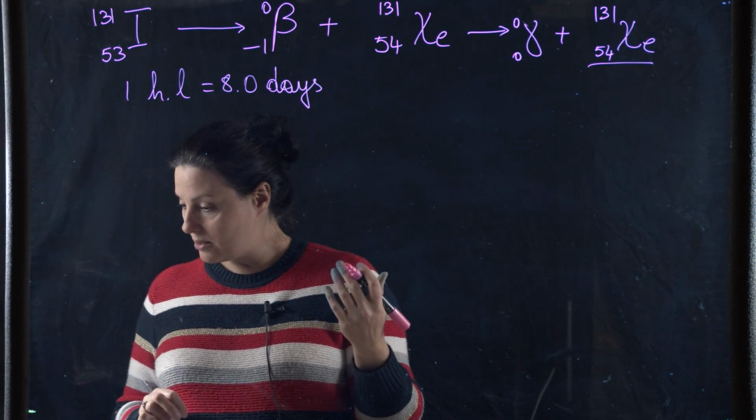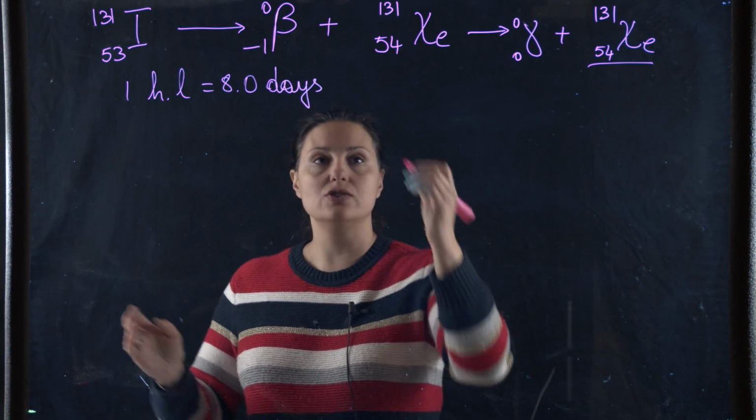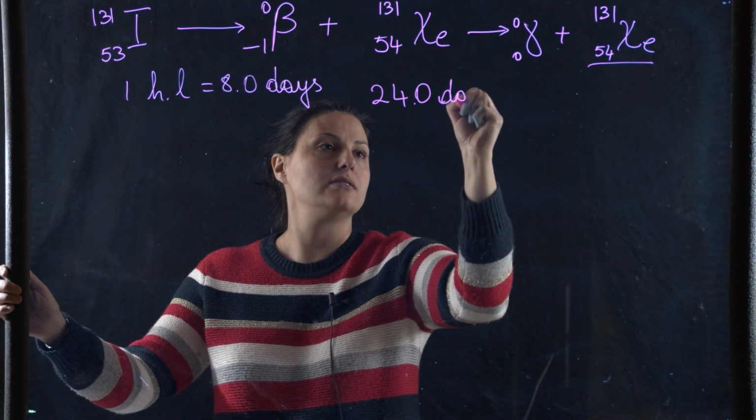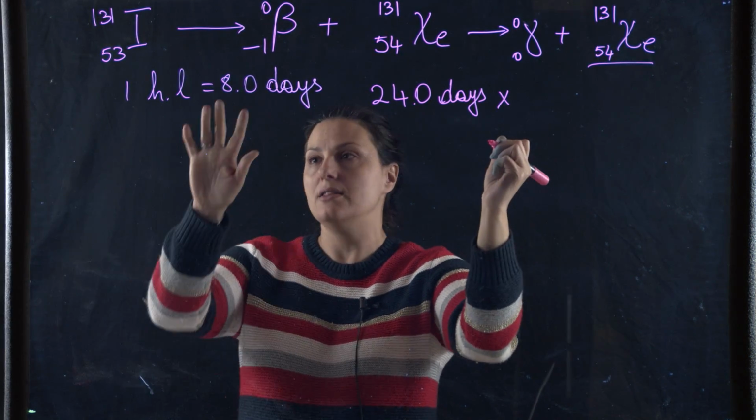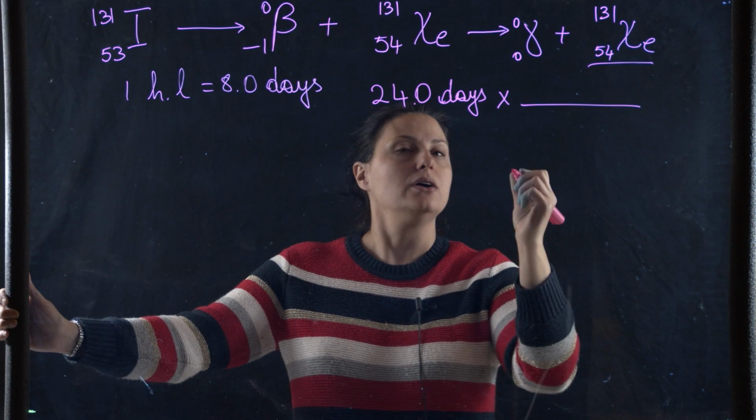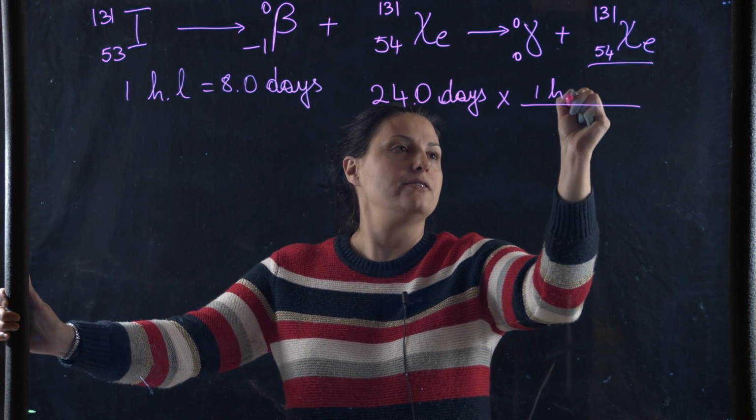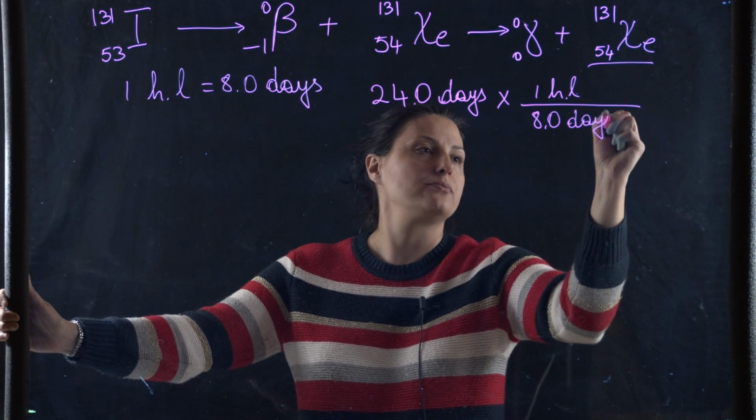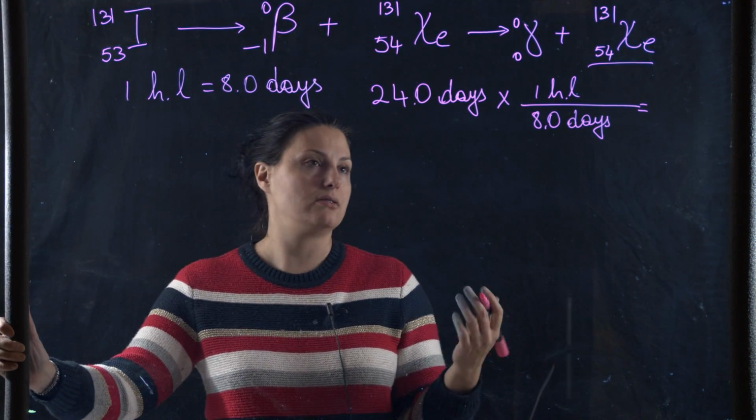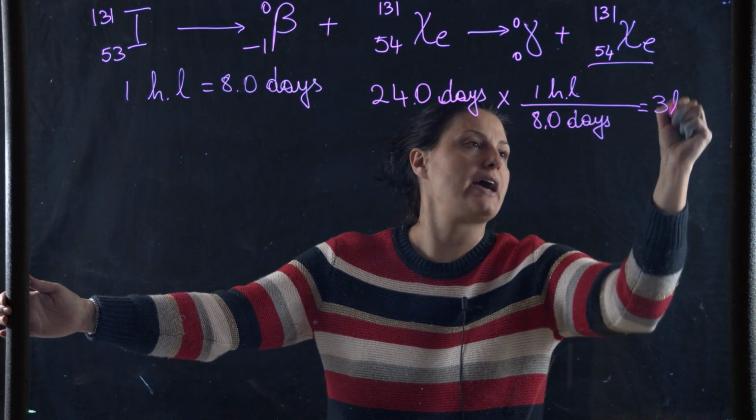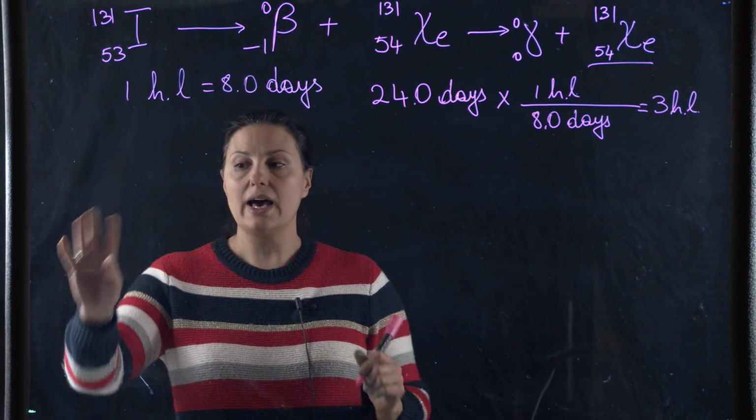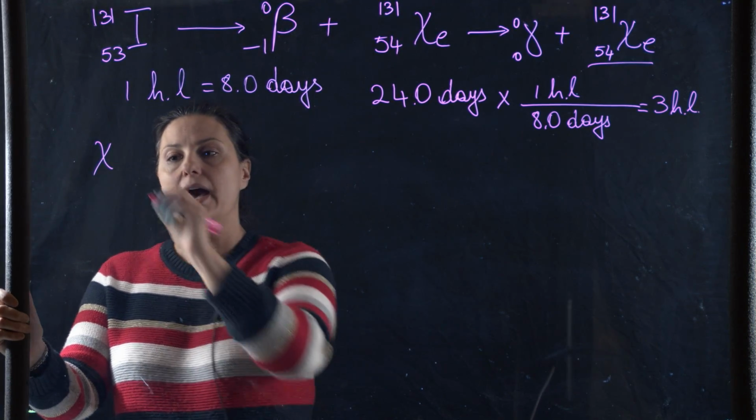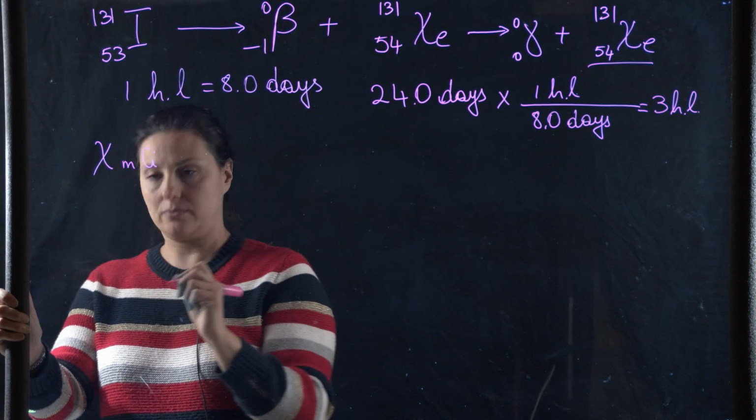The days that have passed are 24. So let's convert those to half-lives. 24 days, and this is my conversion factor here: 1 half-life is equal to 8 days. If you do this, it gives me 3 half-lives. Okay, I don't know what the starting amount is, so I'm going to put X. So I don't know what I should start with: X millicuries.